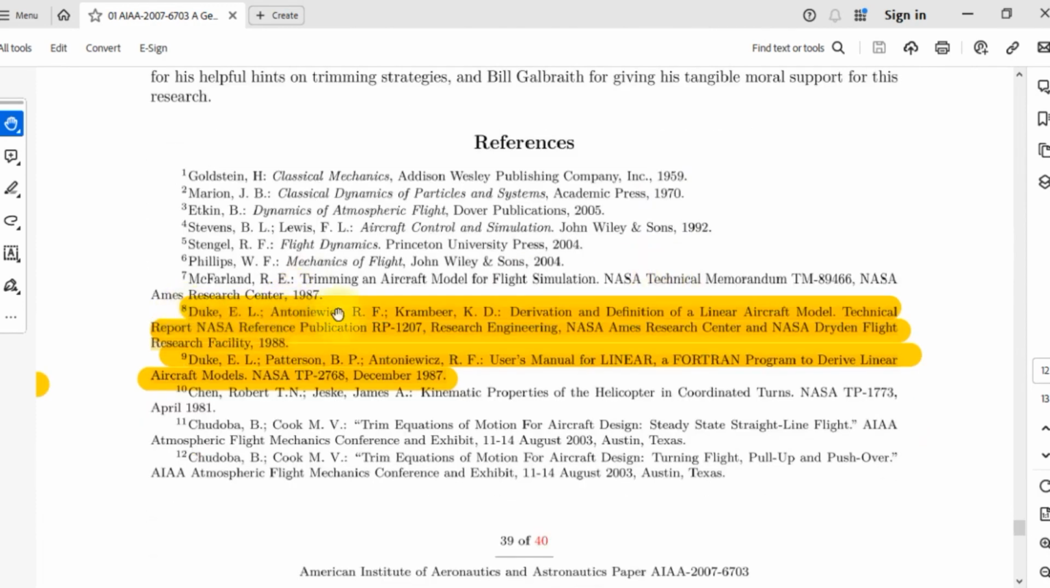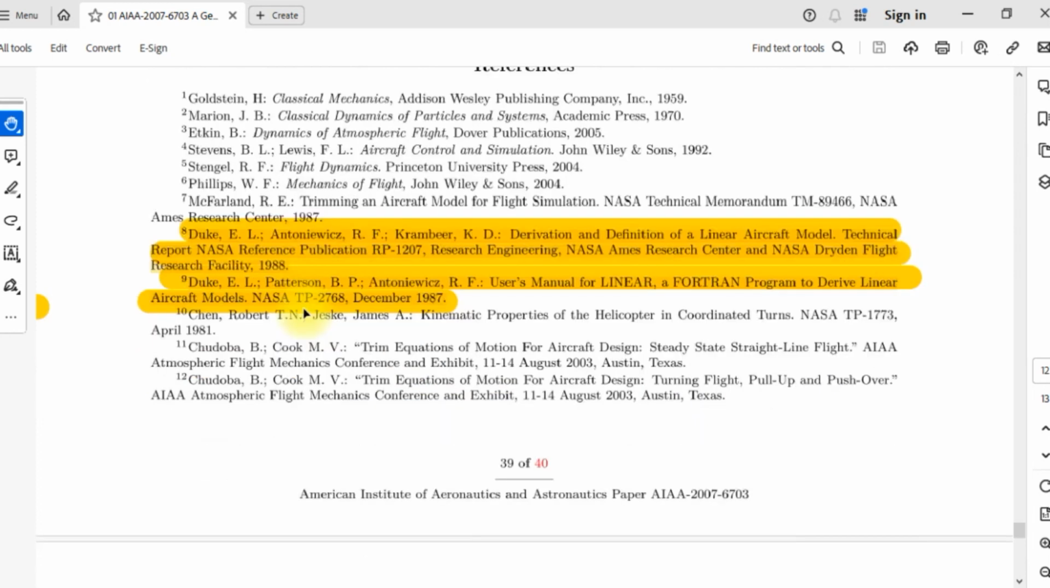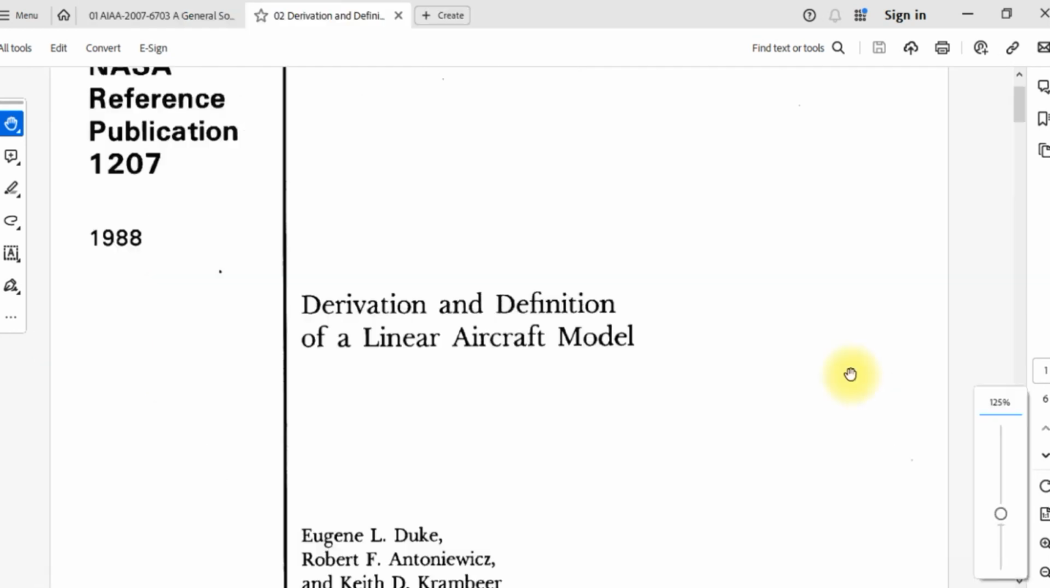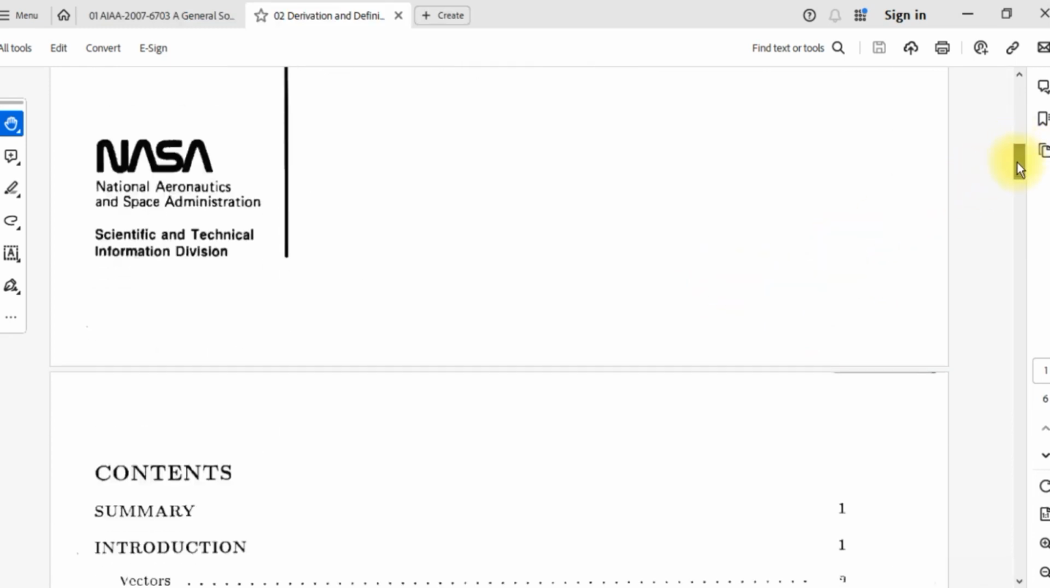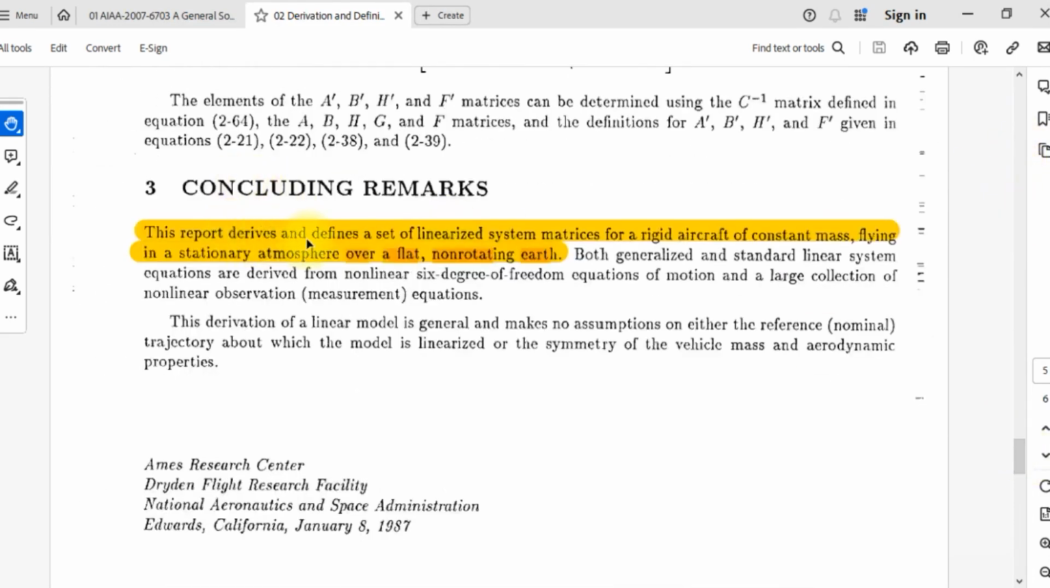I went ahead, and I should have gone through all of these references, but I found two of them are NASA's. One of them I had already seen, but this one I had not seen before. So let's take a look. I downloaded this, so this is the document. One of the documents they refer to is this NASA document. This report derives and defines a set of linearized system matrices for a rigid aircraft of constant mass flying in a stationary atmosphere over a flat, non-rotating Earth.